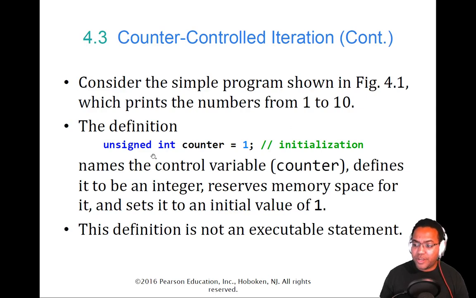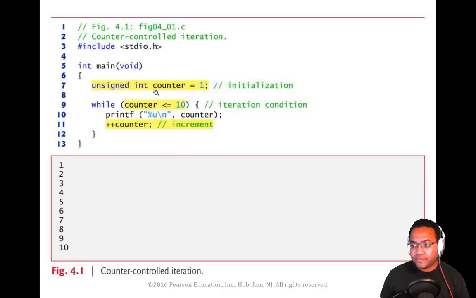Consider the simple program: unsigned int counter = 1. This is the initialization phase where we're initializing our variables. This definition is not an executable statement. While counter is less than or equal to 10, printf, and then increment counter, first, which is fine in this case.